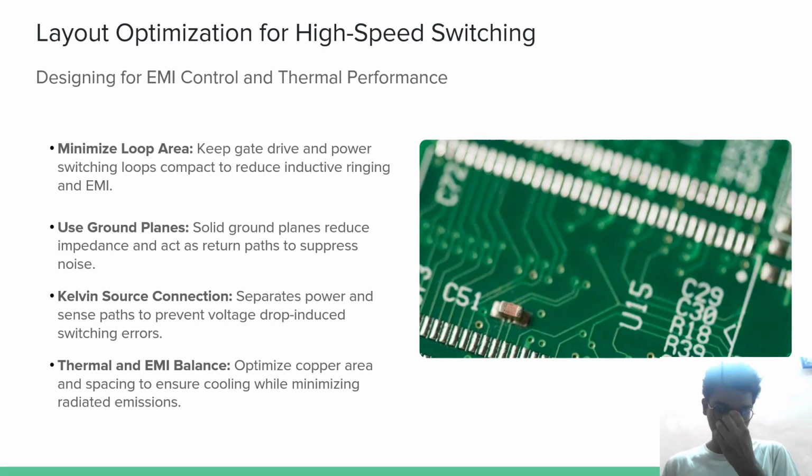Layout optimization for high-speed switching: minimize loop areas, use a ground plane, Kelvin source connections, and balance thermal and EMI. These are the layout optimizations for high-speed switching.